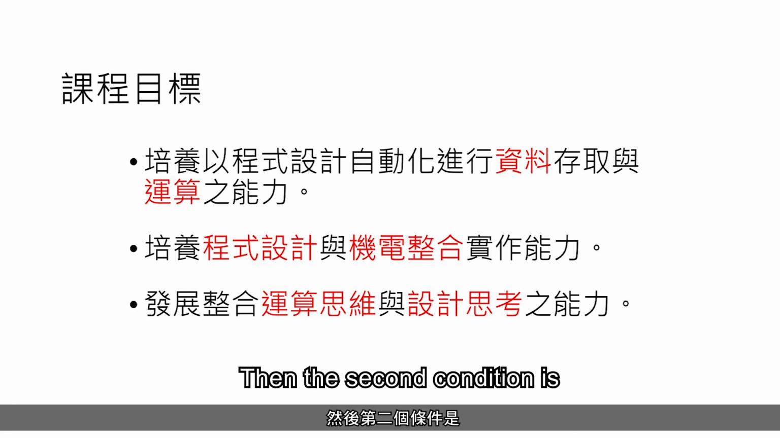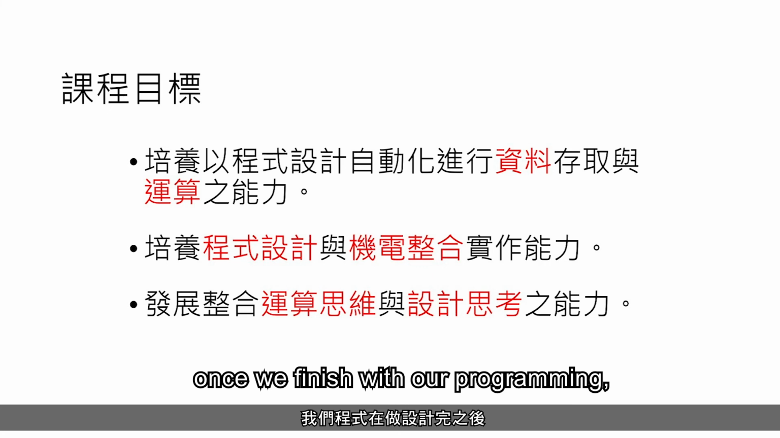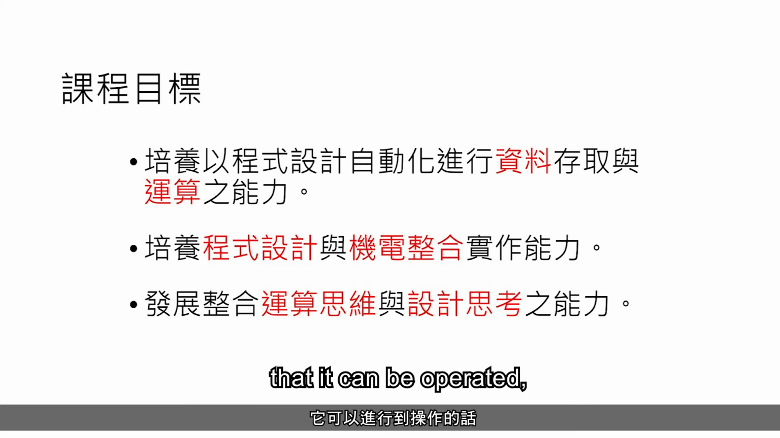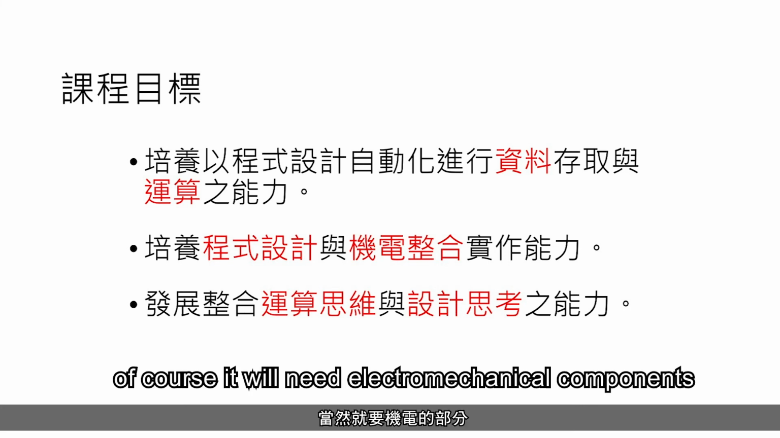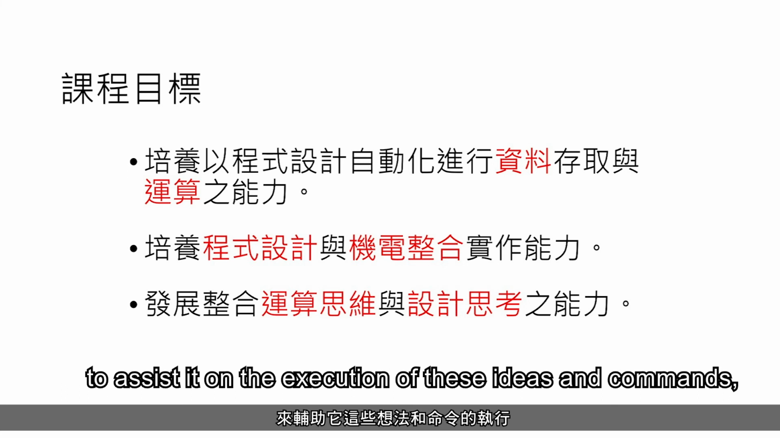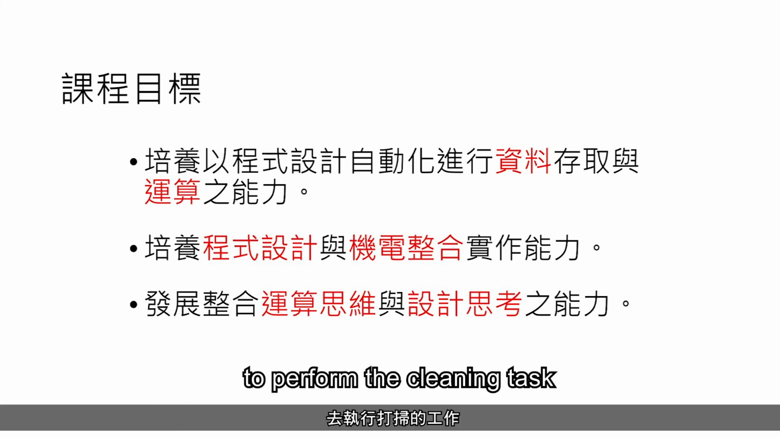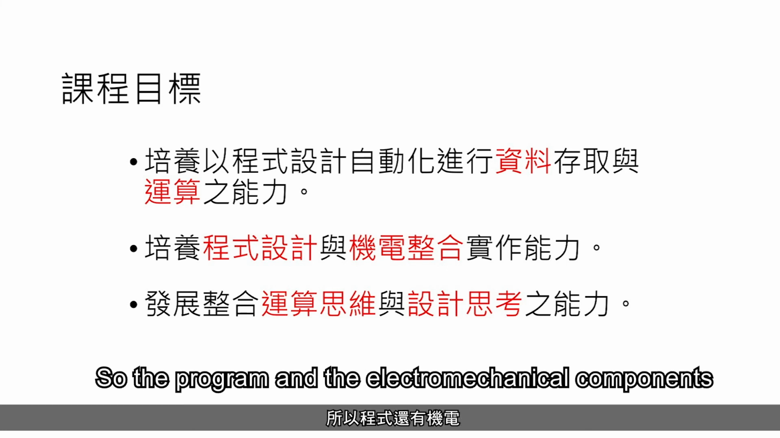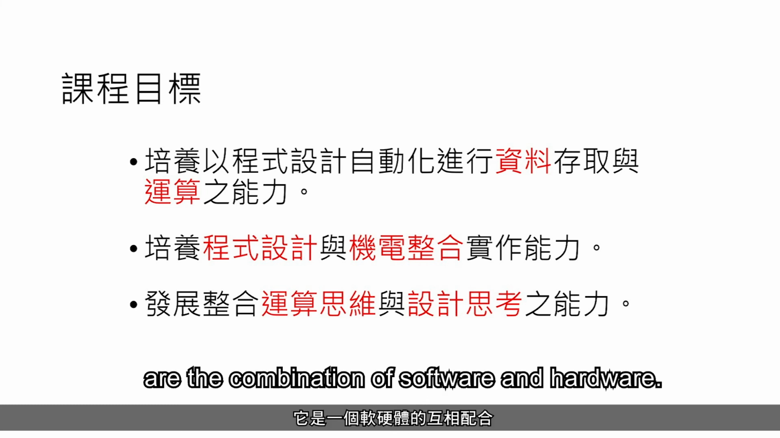Then the second condition is, once we finish our programming, it is still an abstract thing. In order to implement it to the point that it can be operated, of course, it will need electromechanical components to assist it in the execution of these ideas and commands. So it needs a motor to perform the cleaning task, or it needs to perceive its surroundings through sensors. All these need electromechanical components. So the program and the electromechanical components are the combination of software and hardware.